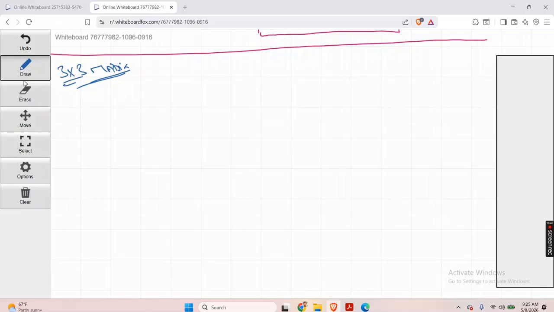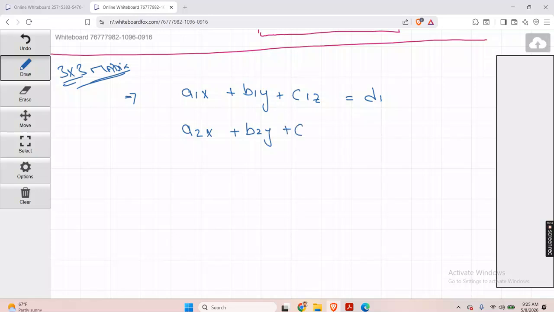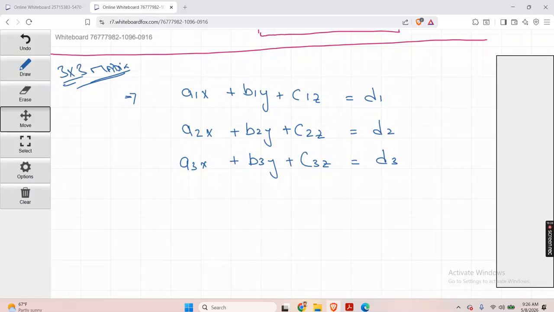Now the same we will do for a 3 by 3 matrix. For example, we have a set: A1x plus B1y plus C1z is equal to D1. A2x plus B2y plus C2z is equal to D2. A3x plus B3y plus C3z is equal to D3.